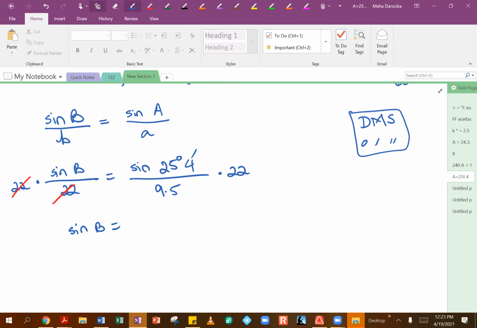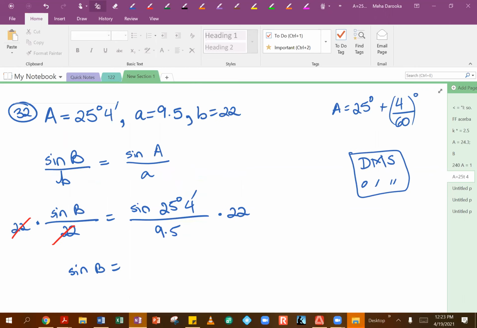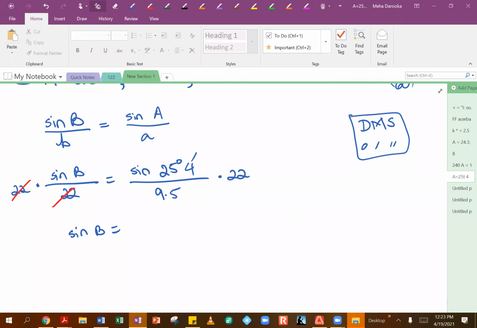Did you want your calculator in degrees or radians? In this case, it will be degrees because you do have the 25 degrees and 4 minutes, so that is in degree mode. I came up with a different answer. What did you have? I might have messed something up. Let me look. Okay, so make sure we're in degree mode.